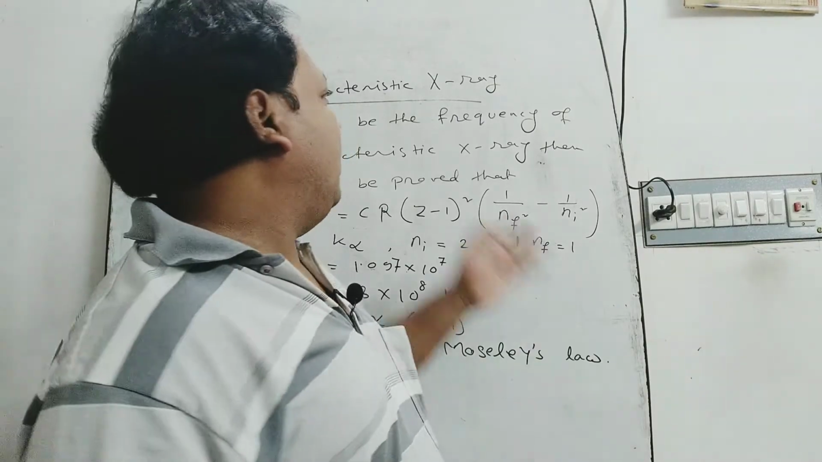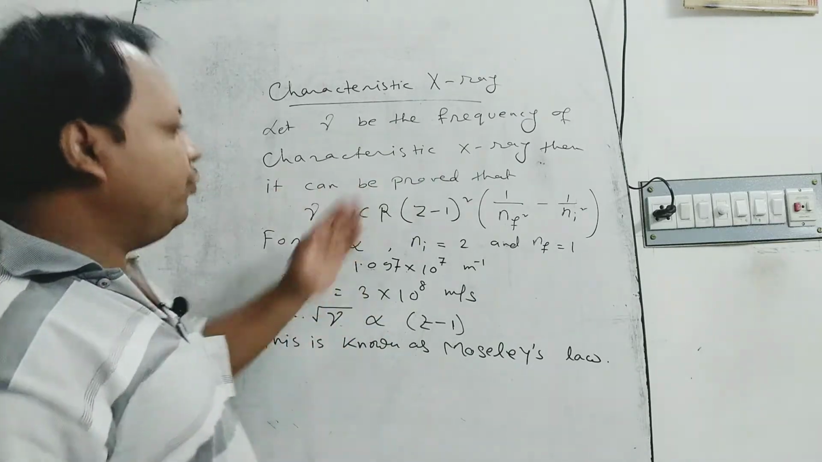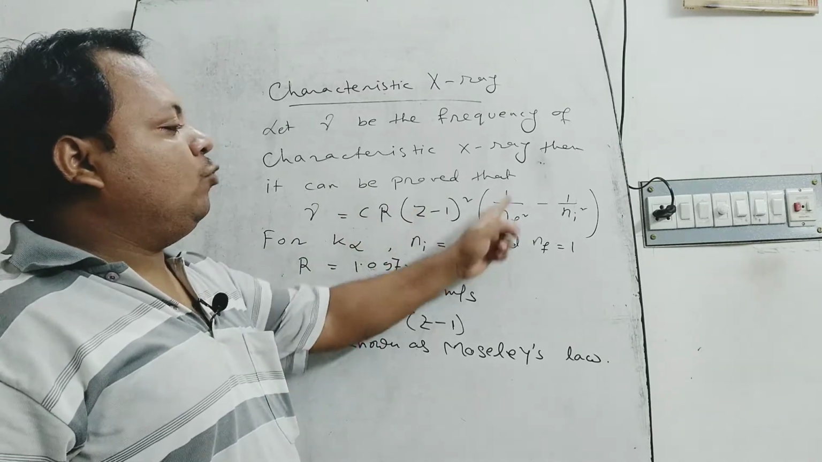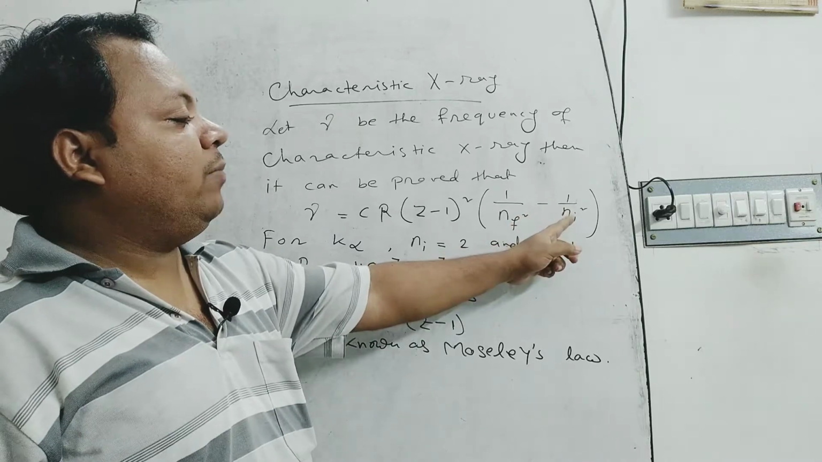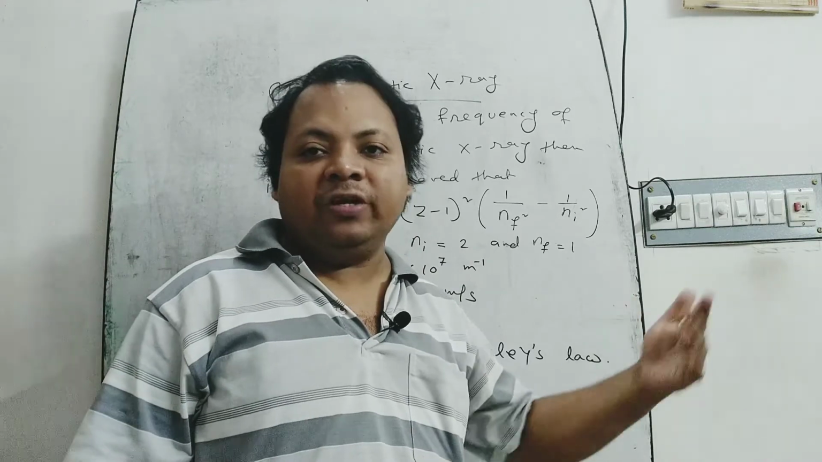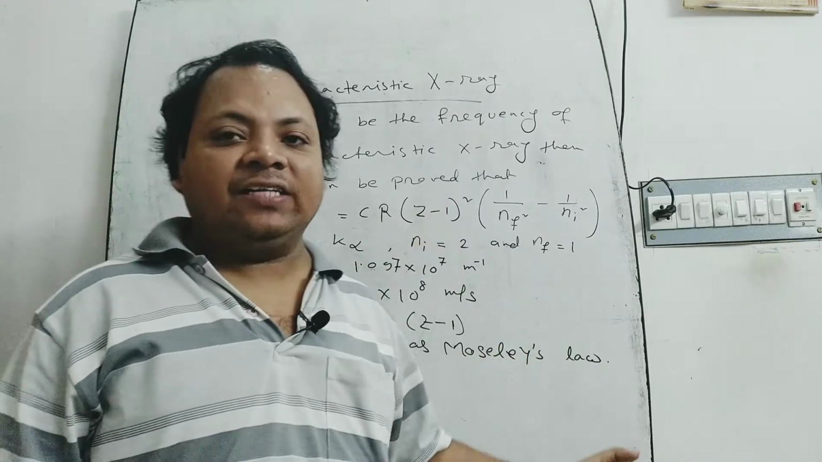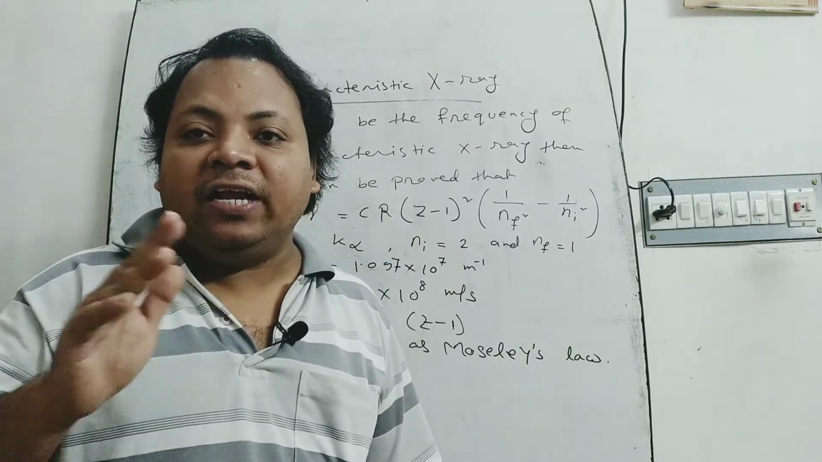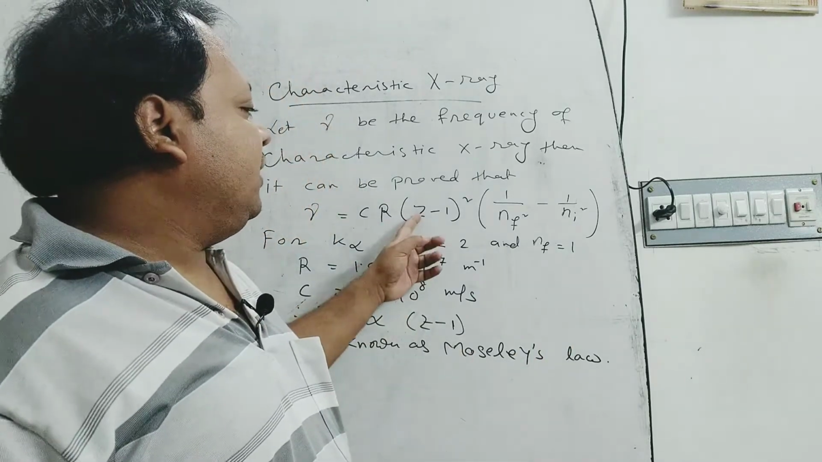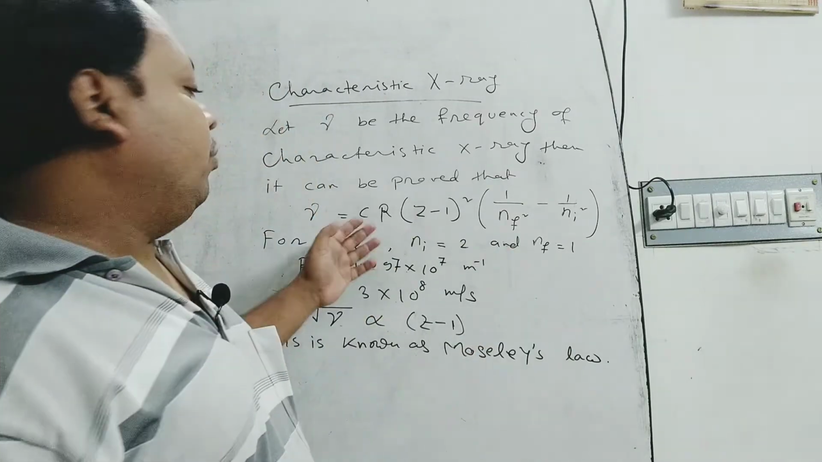Let nu be the frequency of the characteristic X-ray. Then it can be proved that nu is equal to C R (Z minus 1) into 1 by NF square minus 1 by Ni square. This formula I already proved in my previous video. Here Z minus 1 is written because when an orbital electron is displaced, the remaining number of electrons is Z minus 1. Here Z is the proton number of the target atom.